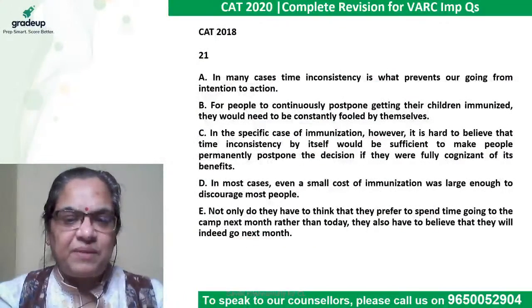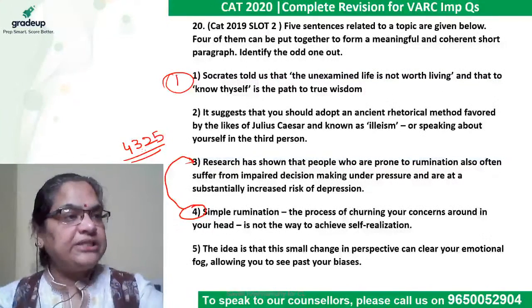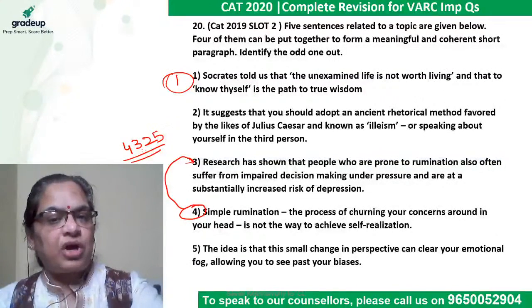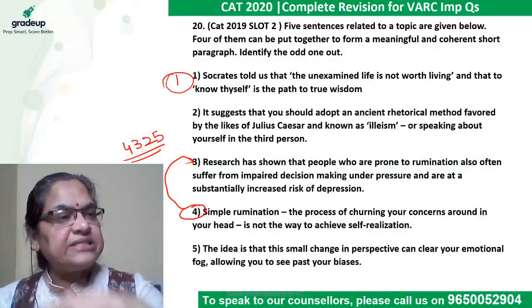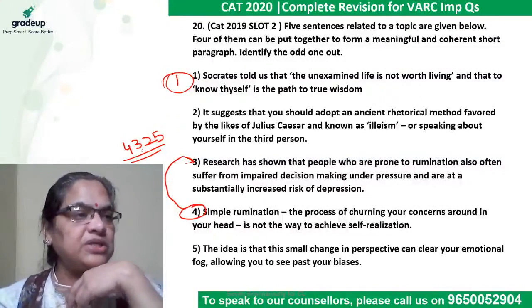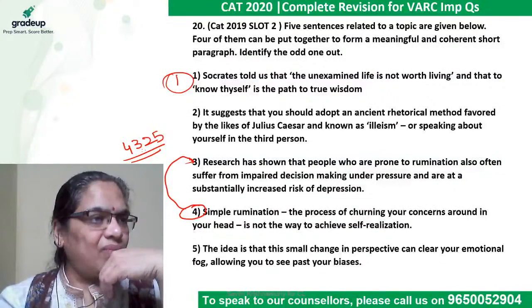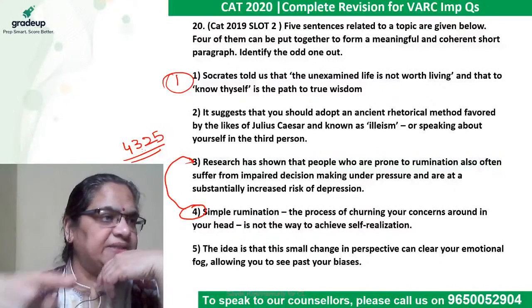5 is talking of something. No. The idea is small change in perspective. Harish is talking about Julius Caesar in the third person. 2 and 5. Talking about yourself in third person becomes the odd one out. Slide. Here, I've put it.